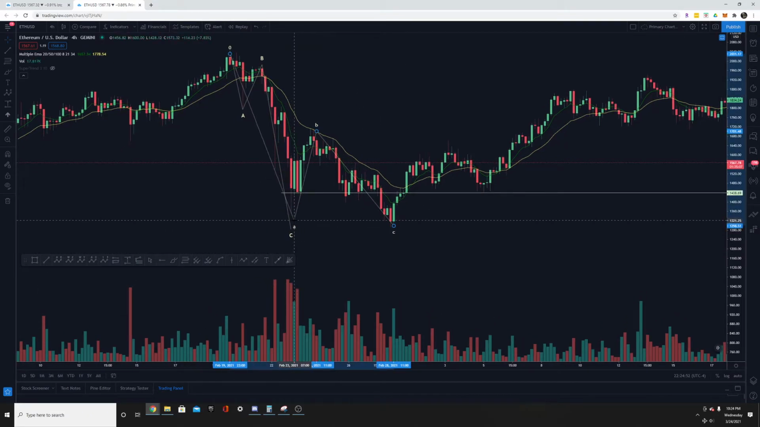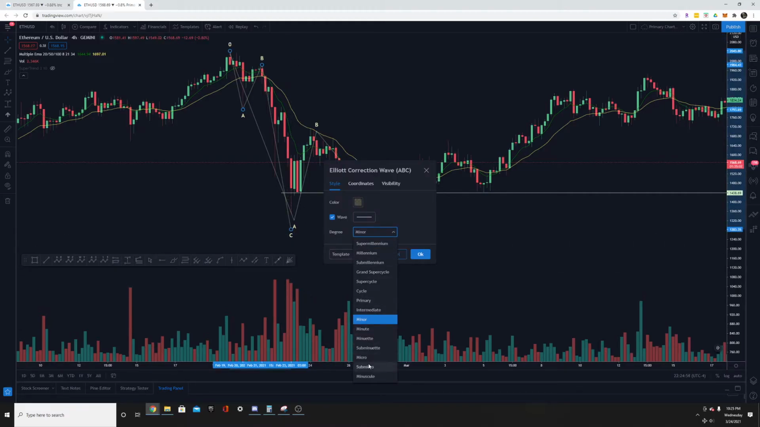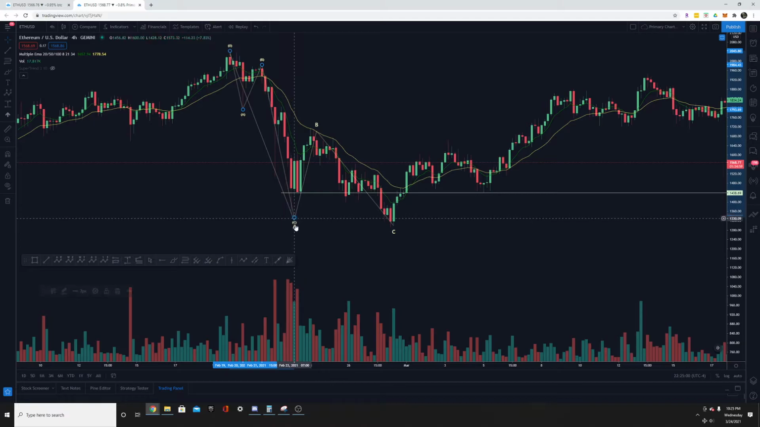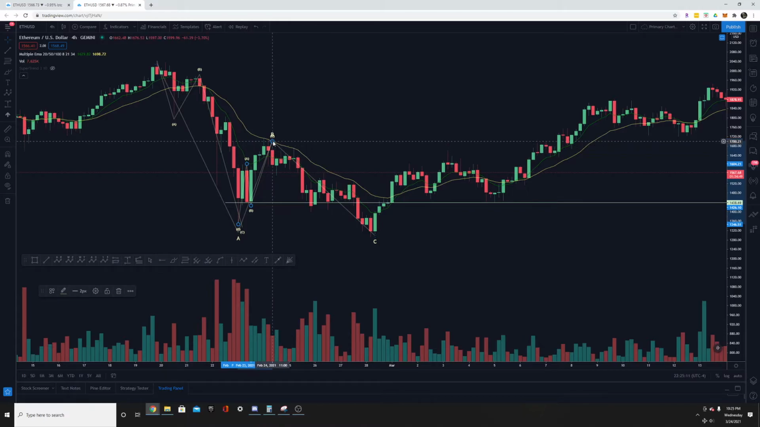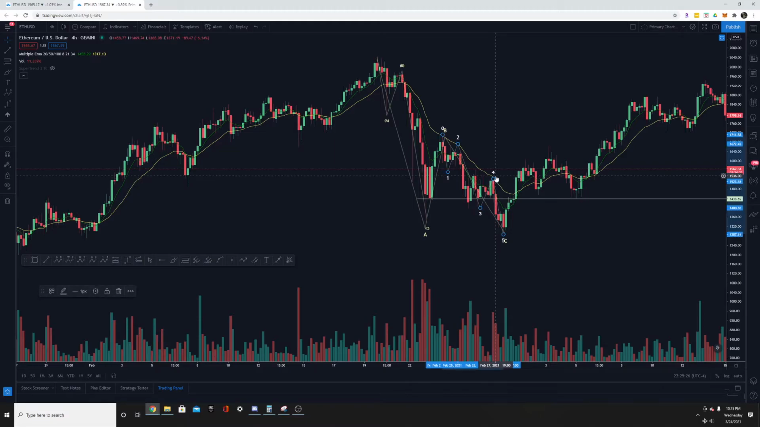Oh, is that the wrong one? Damn it. Looks like that. And B, you count 3 waves up: A, B, C. And then C waves can be impulsive, so they can be either 3 or 5 waves down. So 1, 2, 3, 4, 5 for the ending C wave. Right, that's your correction.